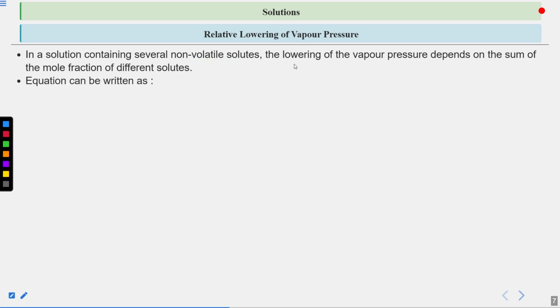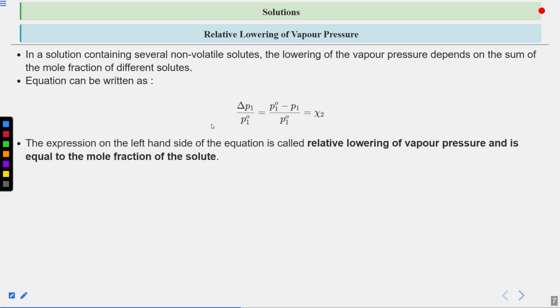So the equation can be written as delta P1 by P naught 1. So we just cross multiply this P naught 1 on the left hand side to get this equation. Now, this expression here is called your relative lowering of the vapor pressure. Why? Because the vapor pressure of the solvent has been decreased by some amount. So that is being written in the form of difference with relation to the vapor pressure of the pure solvent. So we call it the relative lowering of the vapor pressure.